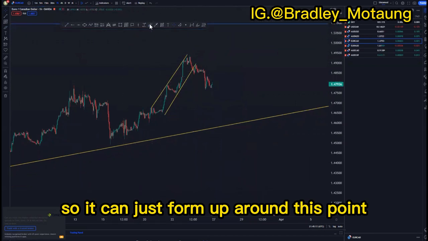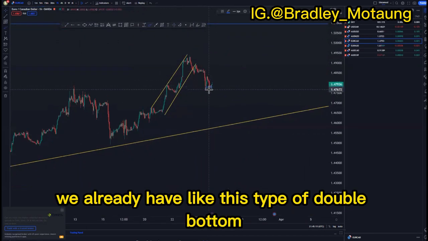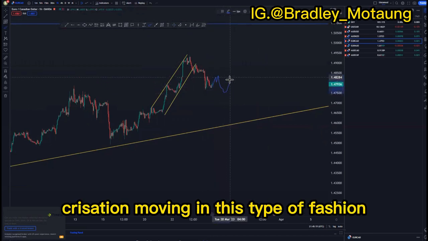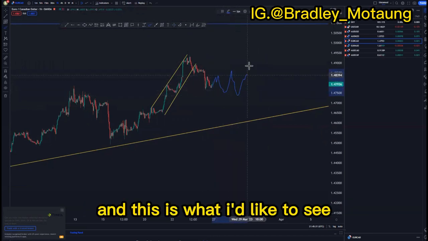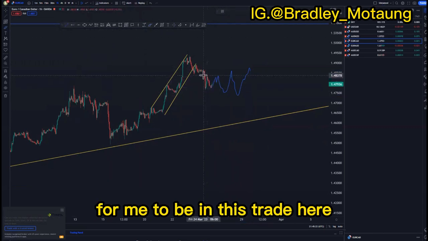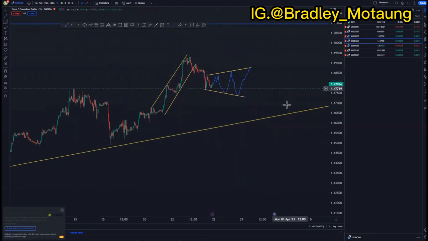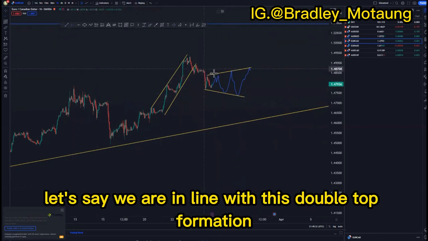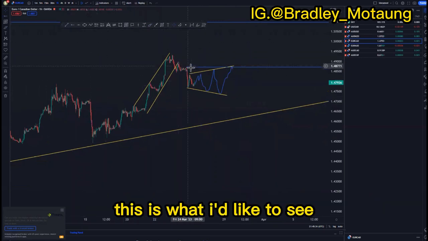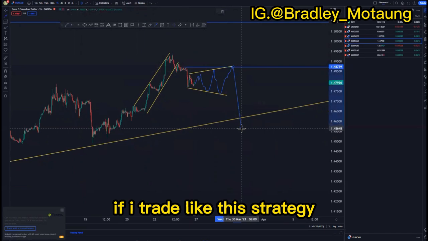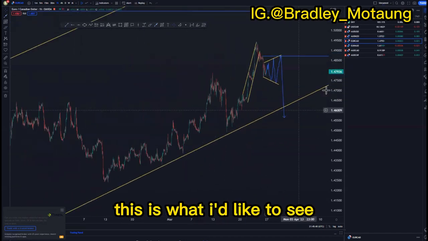It can just form up around this point. We already have this type of double bottom, and then we can just have price action moving in this type of fashion. And this is what I'd like to see for me to be in this trade here. For example, let's say we are in line with this double top formation. This is what I'd like to see most of the time. This is in my plans, guys. If I trade this strategy, this is what I'd like to see.